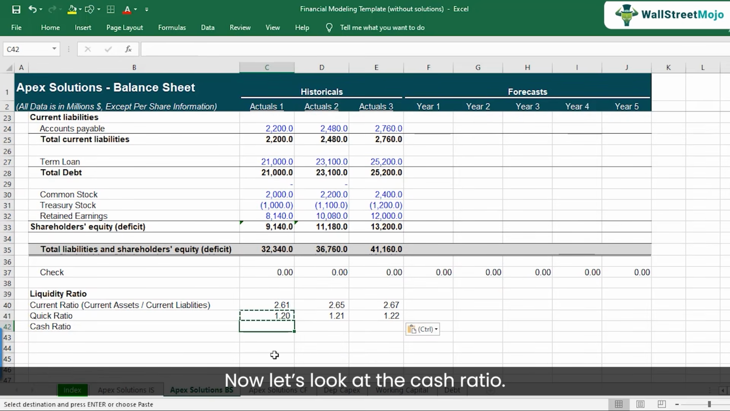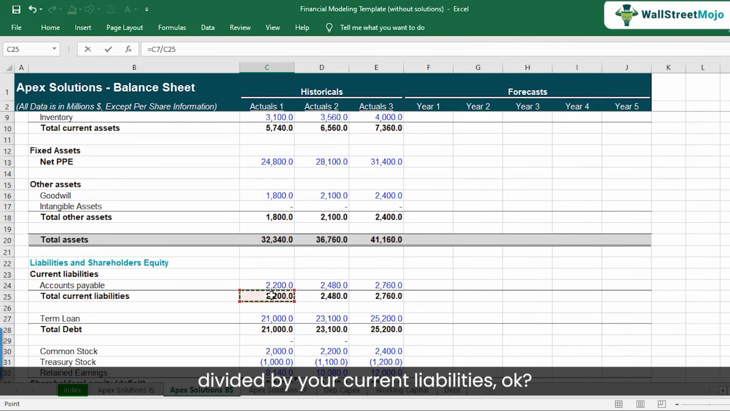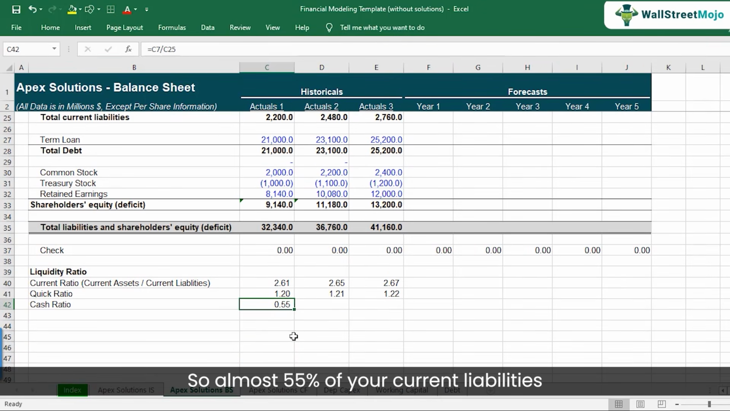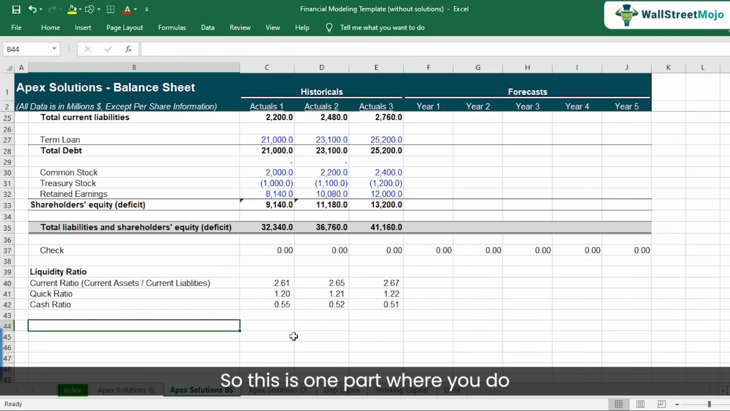Now let's look at the cash ratio. Cash ratio is equal to cash and cash equivalents divided by your current liabilities. Here this number comes out to be 0.55. So almost 55% of your current liabilities you can actually pay off by just using your cash and cash equivalents. Again, a healthy liquidity sign. So this is one part where you do the balance sheet analysis and figure out how the ratios are doing historically. Then the next thing which I said was the leverage ratio.